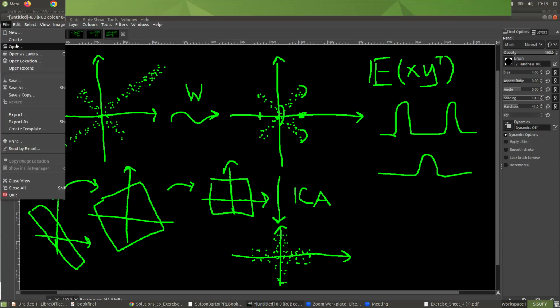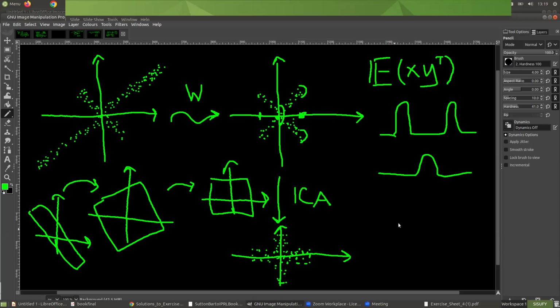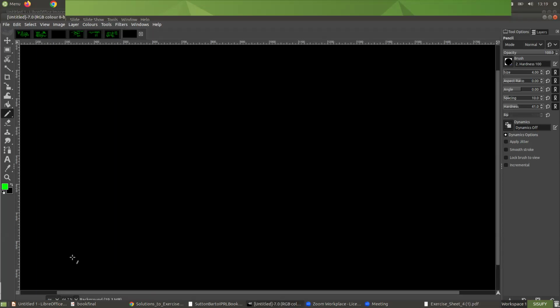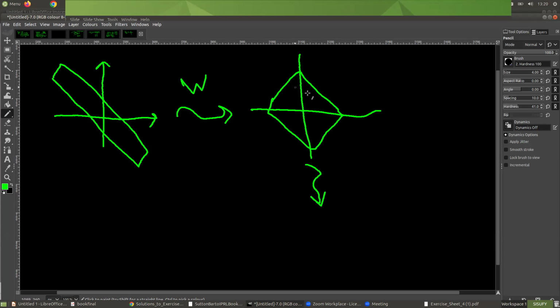Let me make a new picture. Okay, so just quickly, let's have data like this. Whitening. Correlation zero, but not independent. Then ICA rotation.